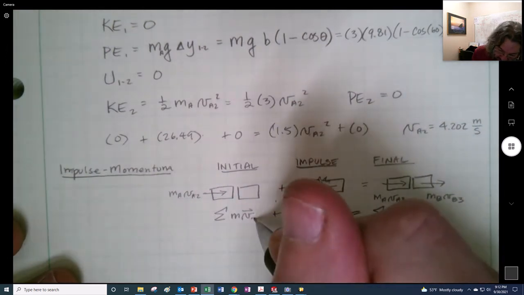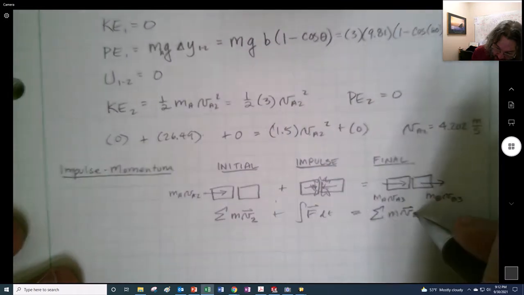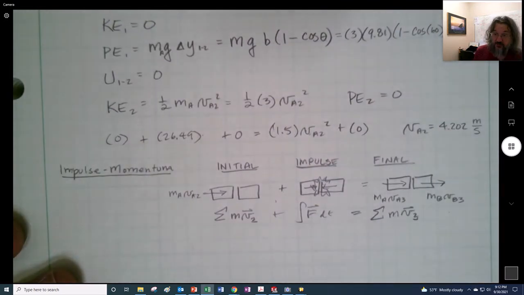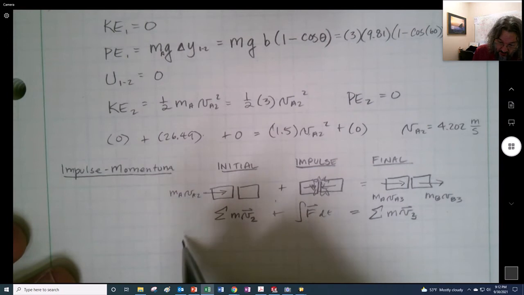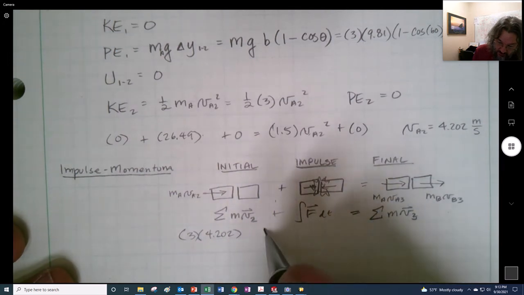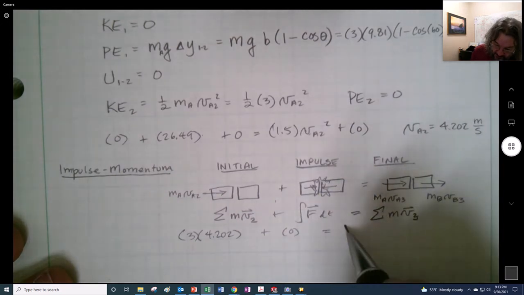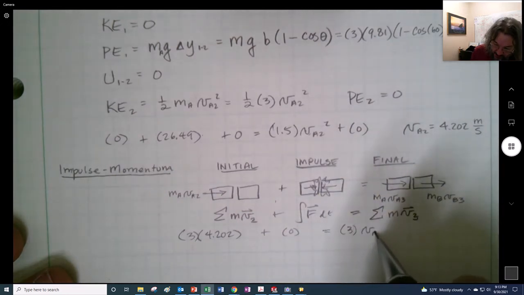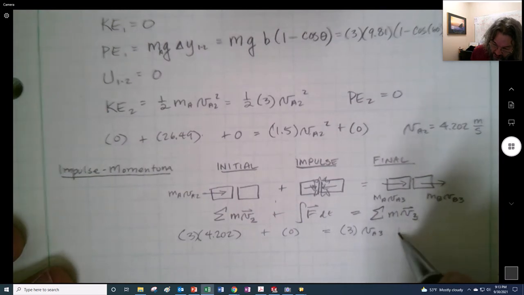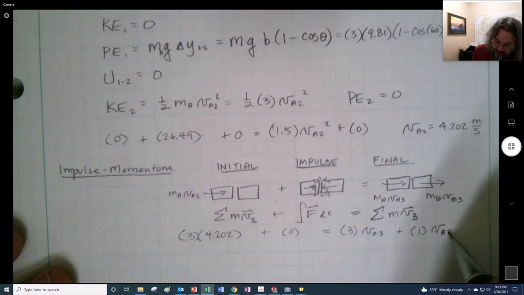Actually, I should make this 2 and 3, right? 2, and I'll turn that into a 3. I cheated. Okay. So writing this out, the mass is going to be 3 times my 4.202 plus 0, because these cancel out, is equal to 3 VA3 plus 1 VB3.